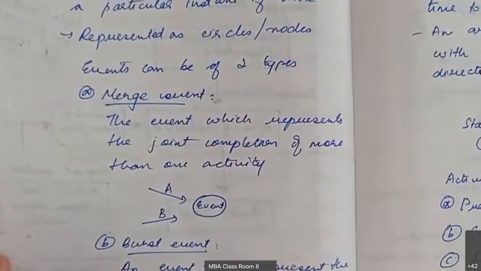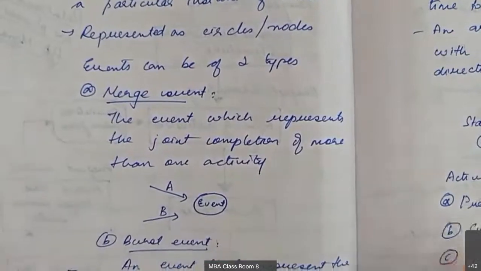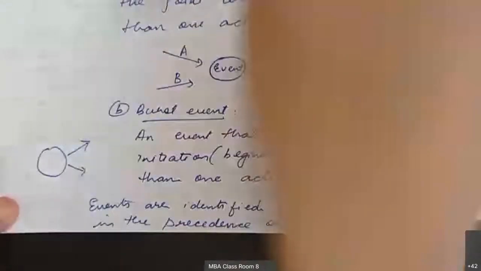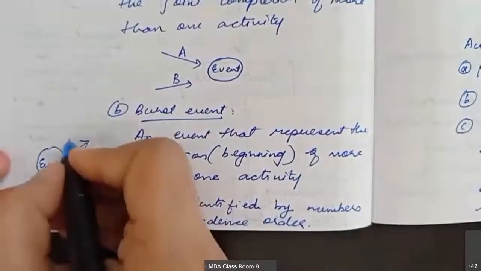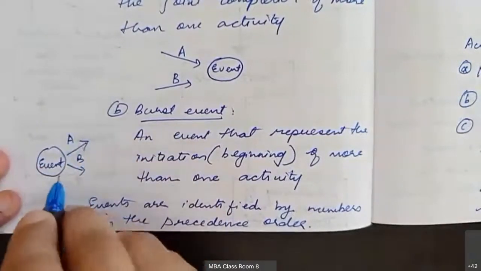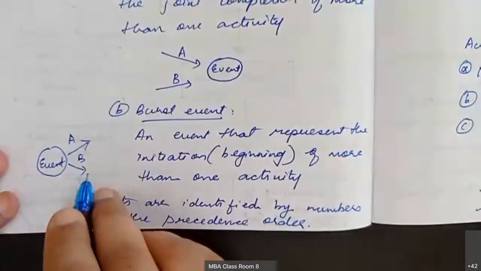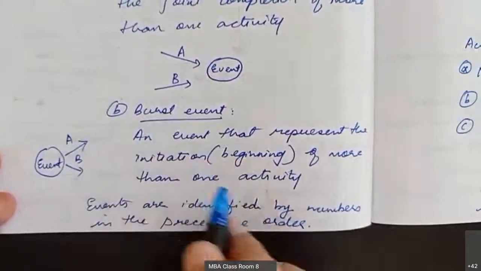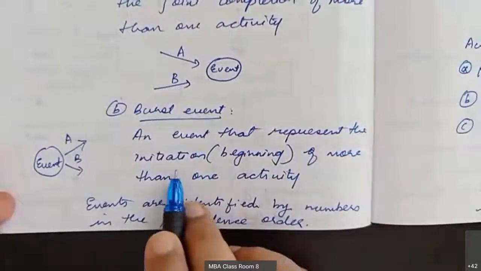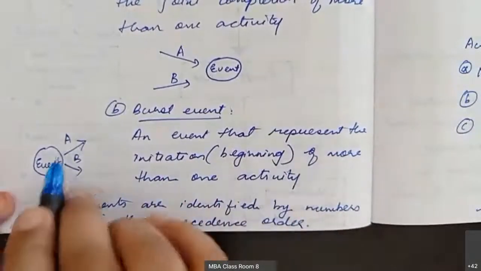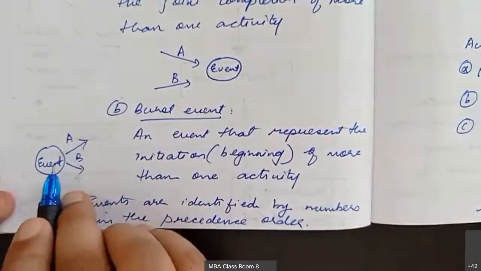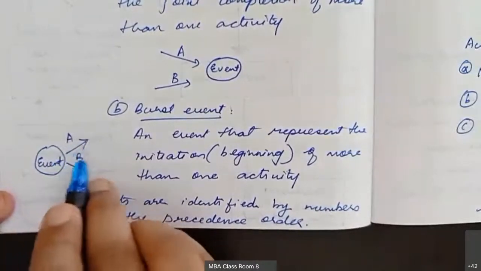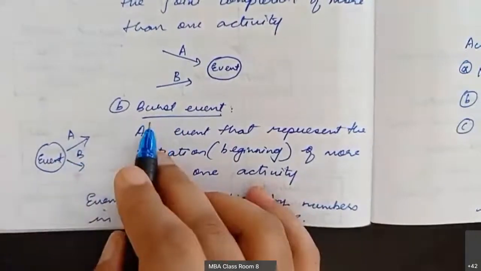Burst event means we have an event here, and 2 activities are going out of this event. So it is called a burst event, an event that represents the initiation of more than one activity. These 2 are activities. This event represents the starting of 2 or more activities. Such events are called burst events.